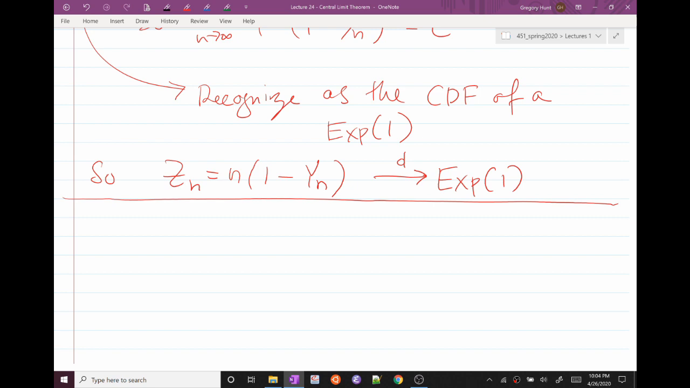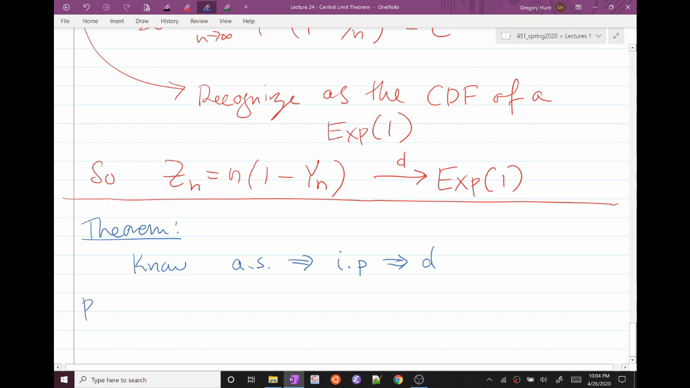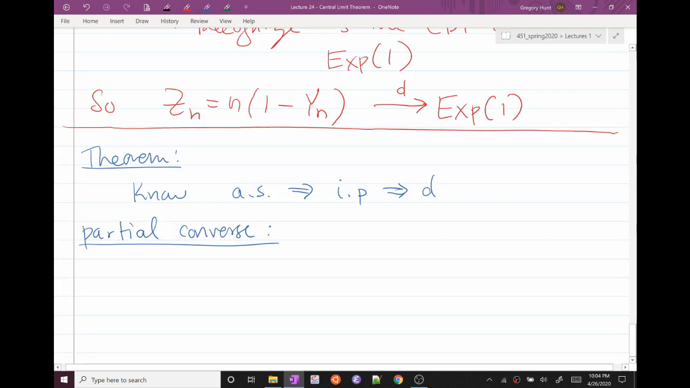We're going to talk a little bit more about some of the properties of convergence, some of the useful algebraic properties. The first theorem we're going to state is a partial converse. We know that convergence almost surely implies convergence in probability, which implies convergence in distribution. The theorems that follow rely on this.